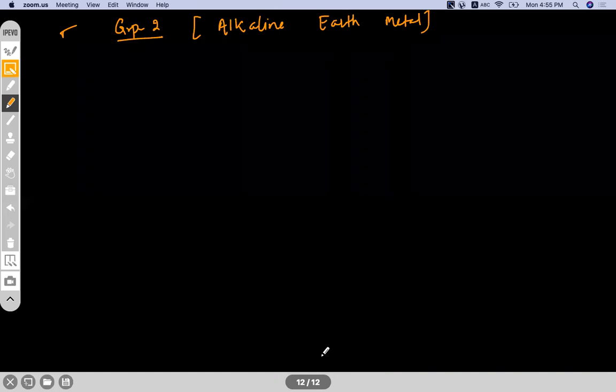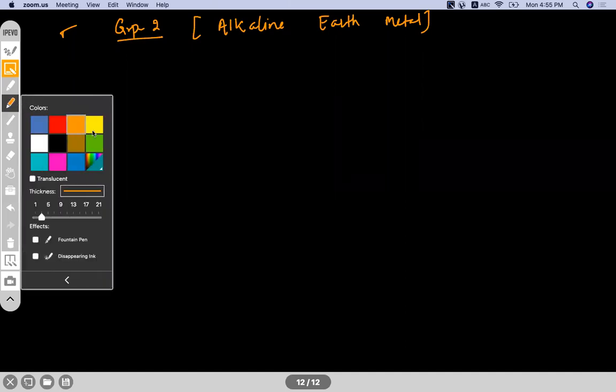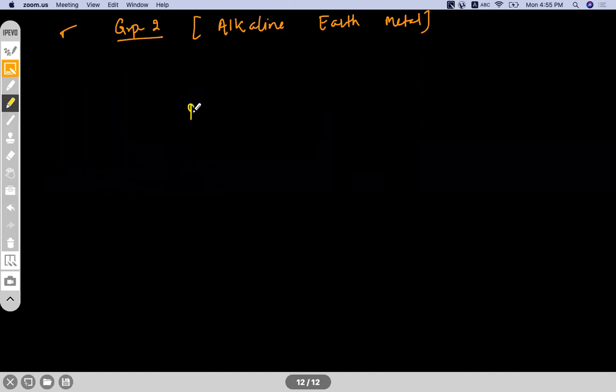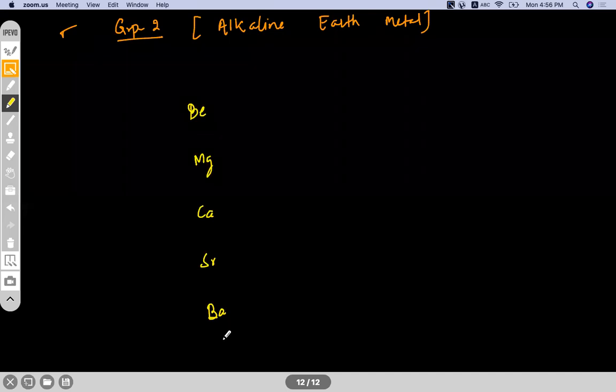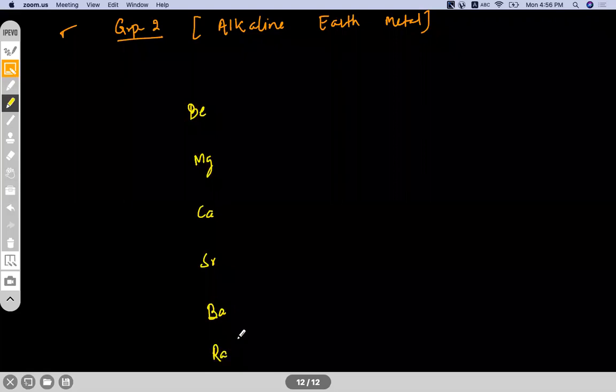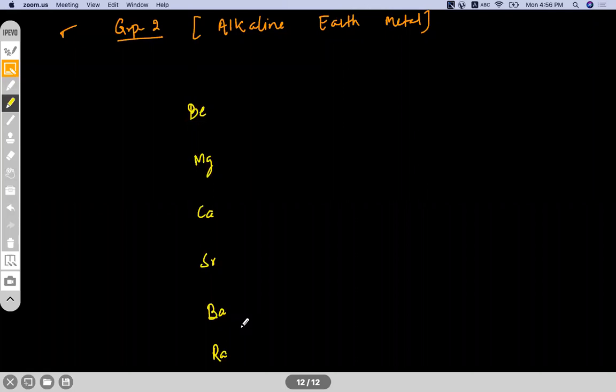Okay, so what all elements are there in group 2? The elements which are present in group 2 are beryllium, magnesium, calcium, strontium, barium, and the last one is what? Radium. Francium is in group 1, Shitish.